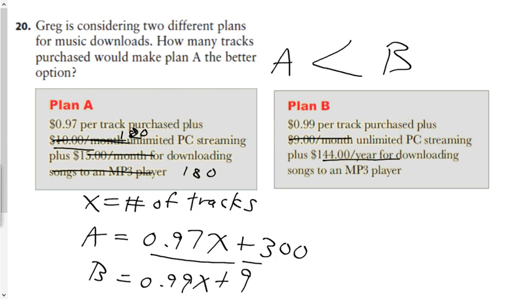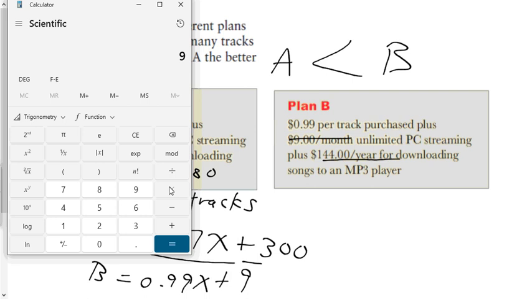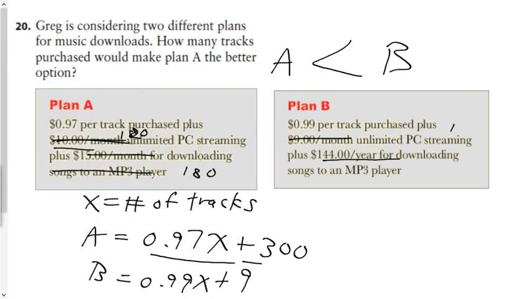$9 times 12 is 81. Oh my God, I can't even do that in my head. 9 times 12. My brain is really sick today, 108. $108 for that, plus 144. Those that we add together would be 252. So there's our two expressions.